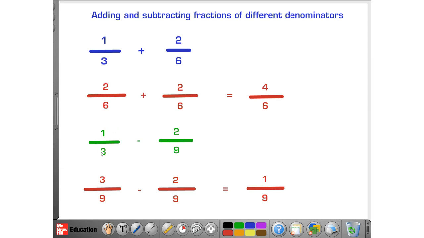This one we had 1/3 and 2/9. This time the 3 needs to be multiplied by 3 to make 9, so 3 times 3 is 9, and 1 times 3 is 3. This hasn't changed, the 2/9 come down here, and we've got 3/9 take away 2/9 is 1/9. Hopefully that helps.